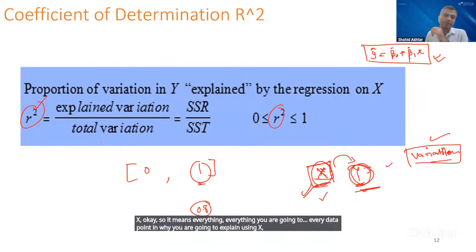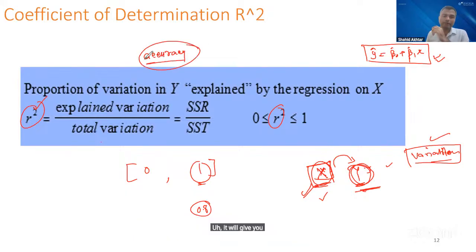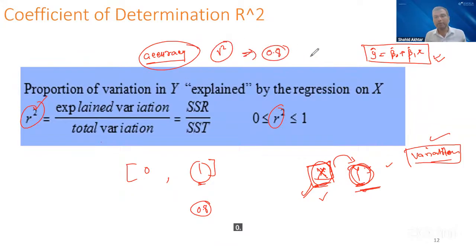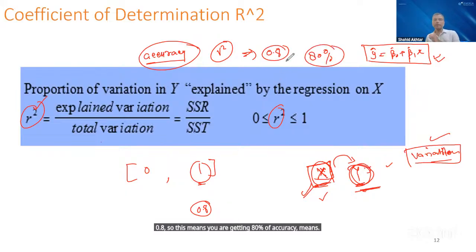This is basically nothing but the accuracy of your model. If you are getting an R square value of 0.8, this means you are getting 80% accuracy, meaning you are going to predict 80% of your data points correctly.